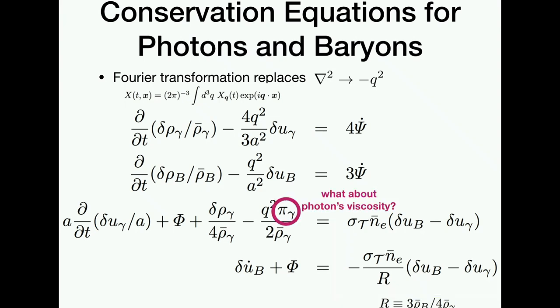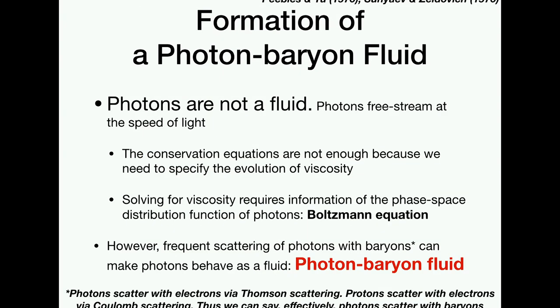What about photon viscosity? So we haven't talked about that. To get this, you actually need to solve Boltzmann equation, which you're not gonna do. Instead, we rely on the knowledge of the fluid dynamics, okay? But I repeat, photons are not the fluid, okay? They free stream. Neutrinos are not the fluid, they free stream. Only when they are coupled to electrons and electrons prevent them from moving straight, they behave like a fluid.